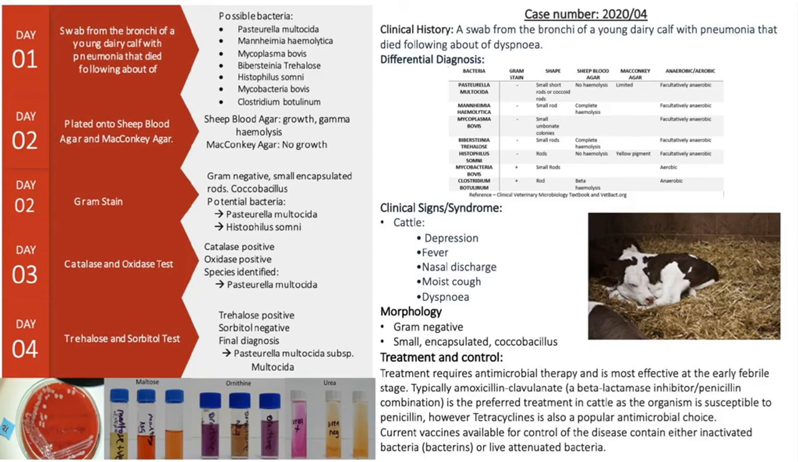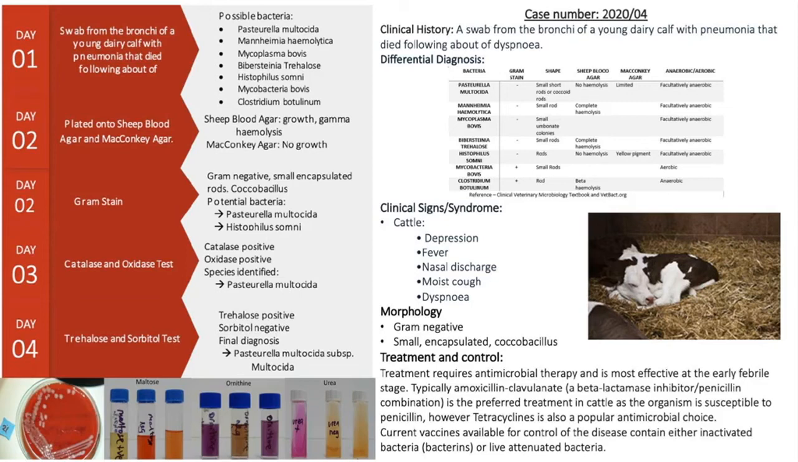However, as Pasteurella multocida has many different subspecies, we required further testing to differentiate these species. A trehalose and sorbitol test were then undertaken. Trehalose came back positive and sorbitol came back negative, which allowed us to come to the final diagnosis that our unknown organism was Pasteurella multocida, subspecies multocida. Pasteurella also seemed to be sensitive to all antibiotics.